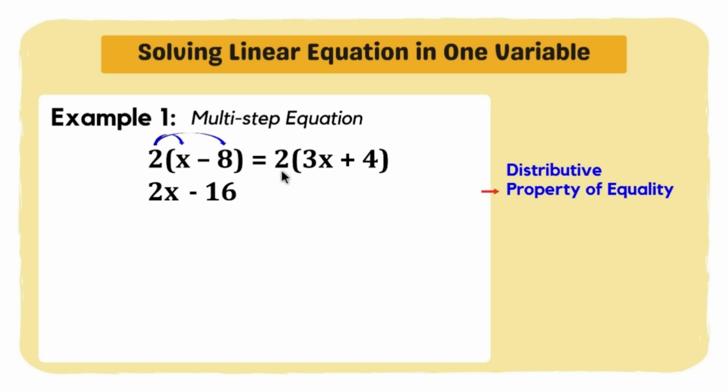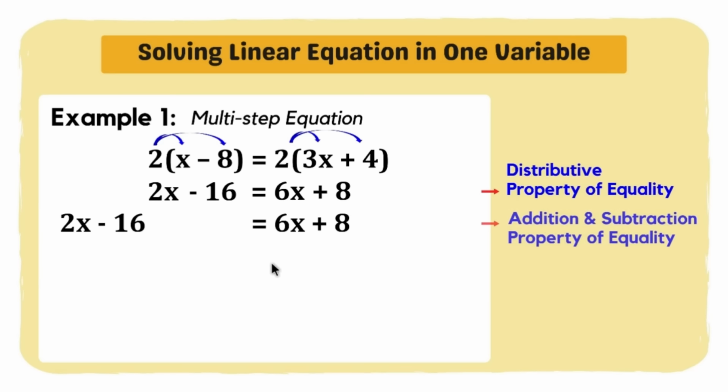Ganun din po dito sa kabilang side. 2 times 3x will be 6x. And then 2 times 4 will be positive 8. Okay, there you go. Na-distribute na po natin. Wala nang parenthesis. This time, we are now going to use the addition and subtraction property of equality.